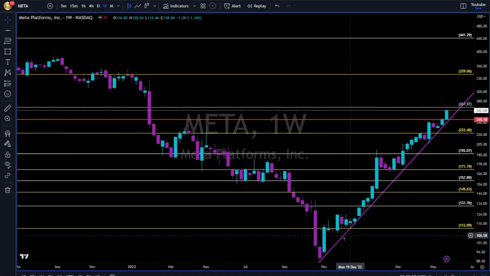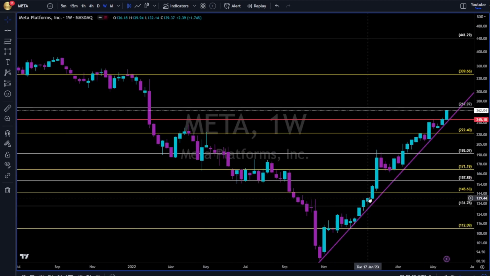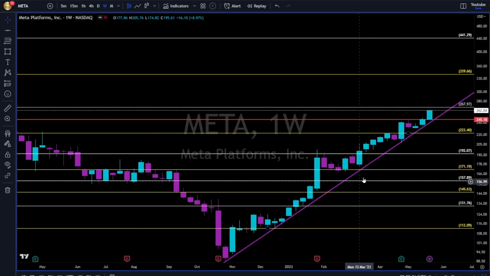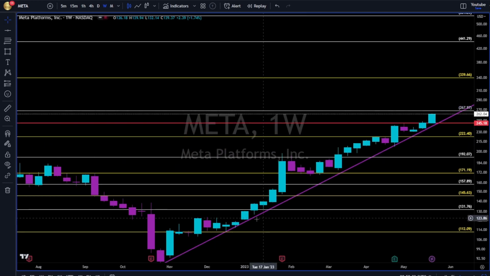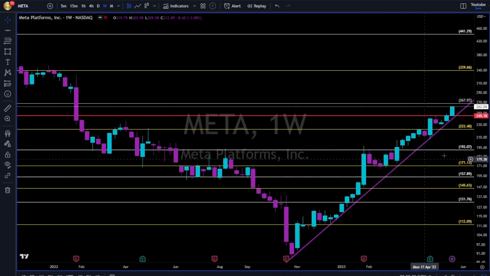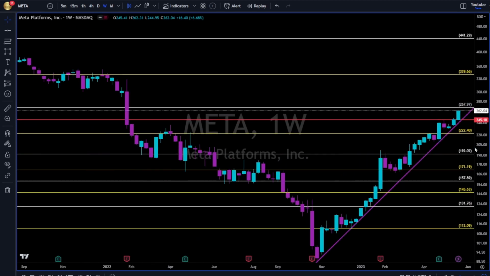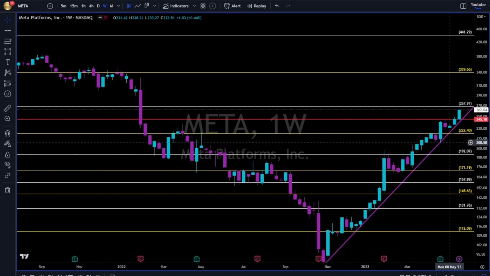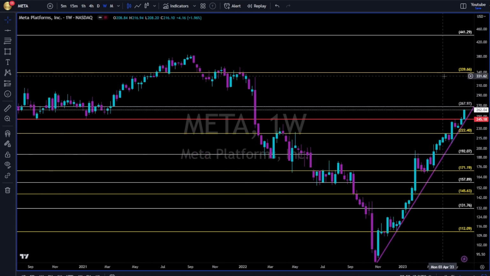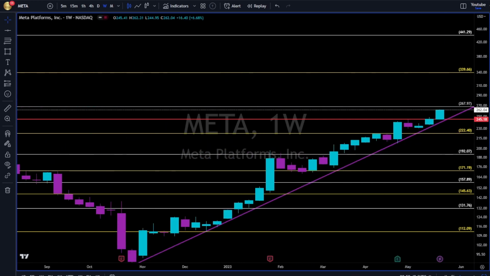Meta. If you follow me on Twitter and you saw previous videos, you know this purple trend line. And we said as long as this purple trend line is holding the higher lows, Meta is in a bull trend. Now 268 to the upside, above it we are going 340.